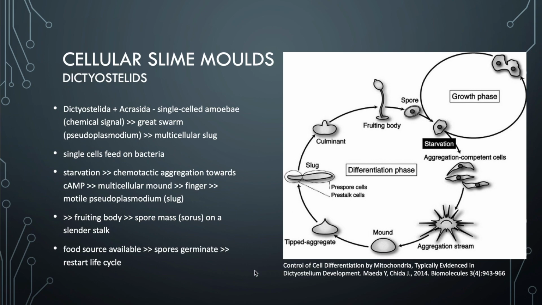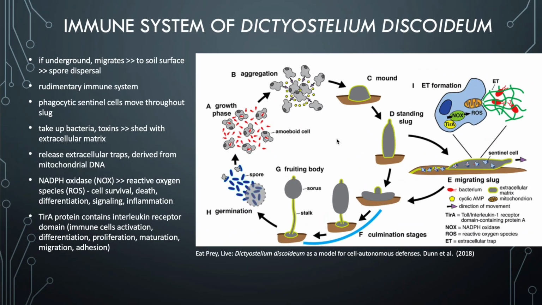So let's just look at another example of this, but also to demonstrate the insane capability of these organisms to develop an immune system while they're in this aggregated slug form. So Dictyostelium discoideum goes through that exact life cycle. This diagram also involves making a point of the extracellular matrix, and this becomes important in this immunity mechanism that this organism has. So let's just go through it here as well.